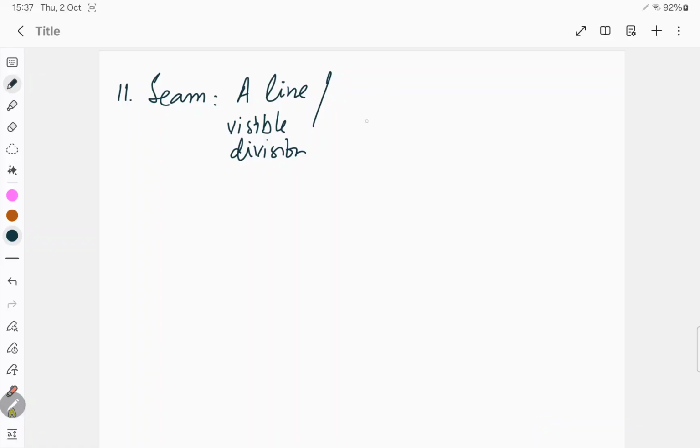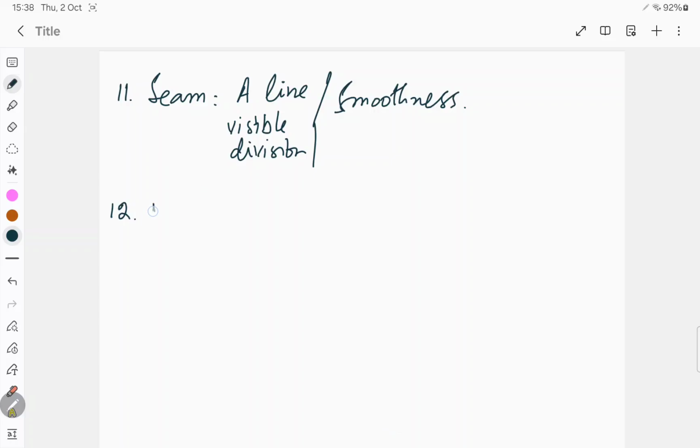And the antonym can be, well, smoothness, or we may say continuity. And the sentence, well, the lake was so calm, it showed no seam on its surface. That means there were no lines on the surface visible at all.